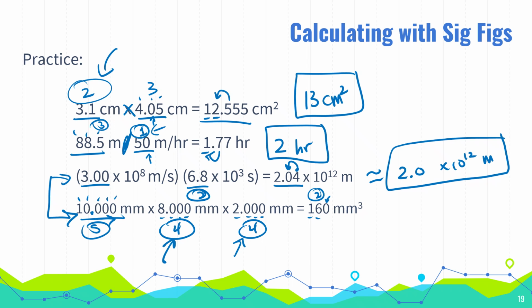I only have 2. How do I turn 160 into 4 sig figs? We're going to add a decimal. So I'm going to keep that 160. And now this 0 is significant. I now have 3 sig figs, but I need 4. I'm going to throw another 0 in there. I now have 1, 2, 3, 4 sig figs, which is what we need. Don't forget that unit label, cubic millimeters. That's our final answer.